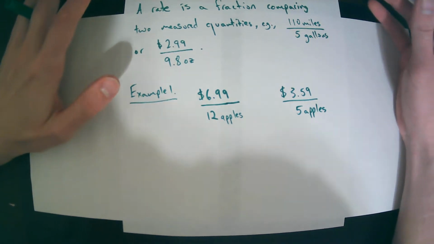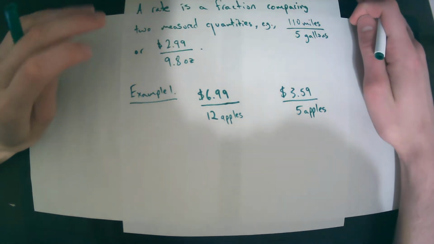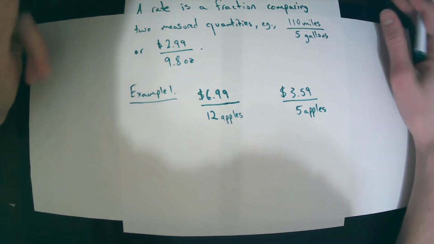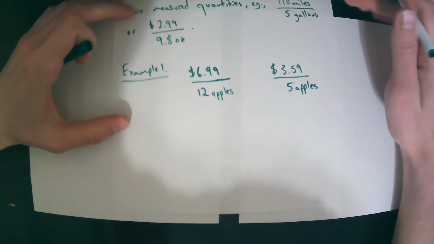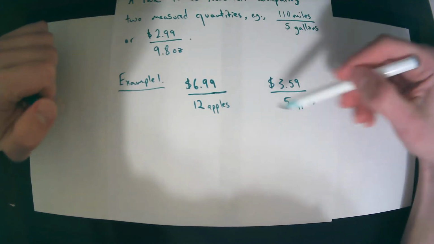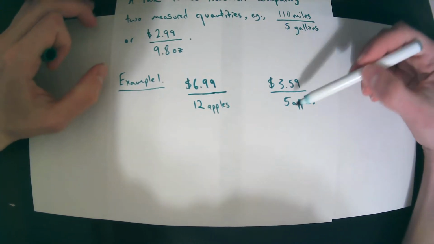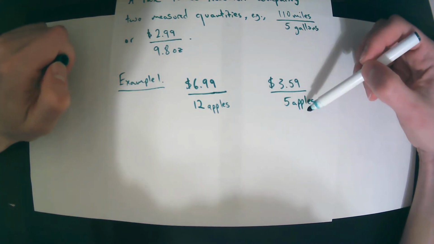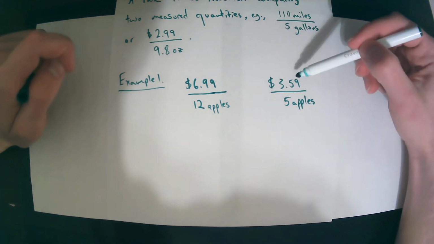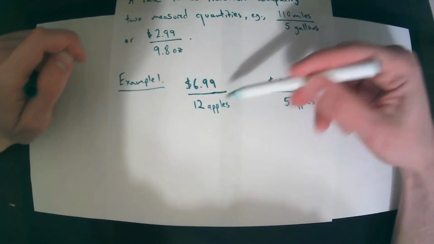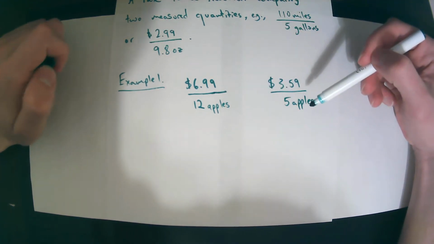Okay, so we got them written down. That's the first part. Now it says, which is the better deal? Well, we can't directly compare these because they're measuring a different number of apples, right? If this was $3.59 for a dozen apples, then it would be clear that this was the better deal. But the money's lower here, and also the number of apples is lower.